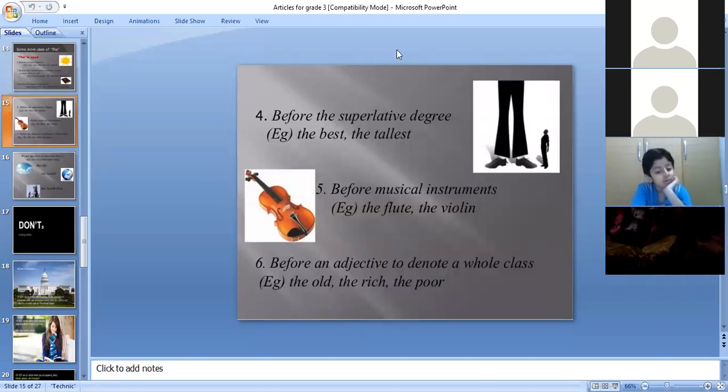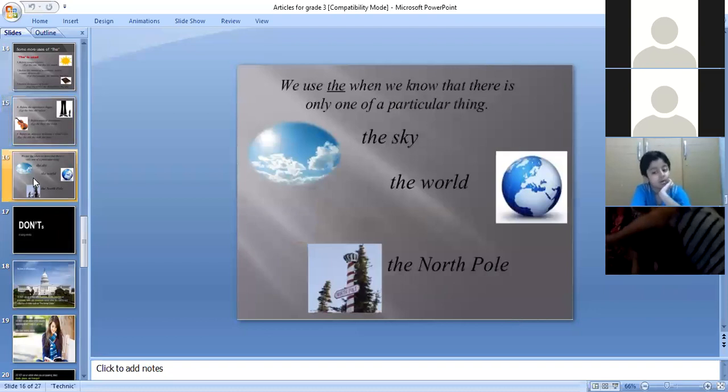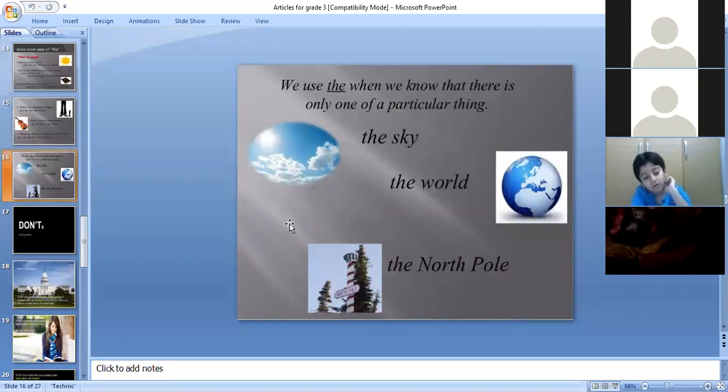Moving on to the next slide. Okay, I have talked about this earlier as well. We use the when we know that there is only one of a particular thing, only one thing of its kind. The sky, the world, the North Pole. When you know that there is only one thing of its kind in the whole world: the earth, the sky, the North Pole.